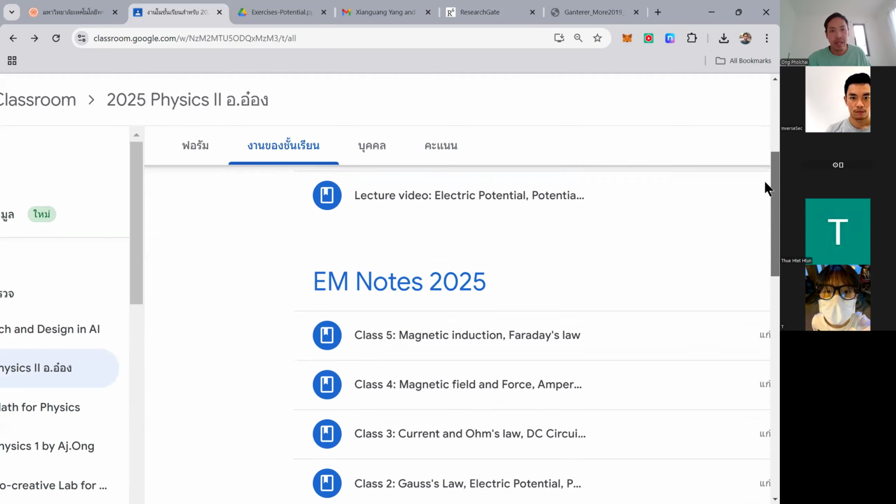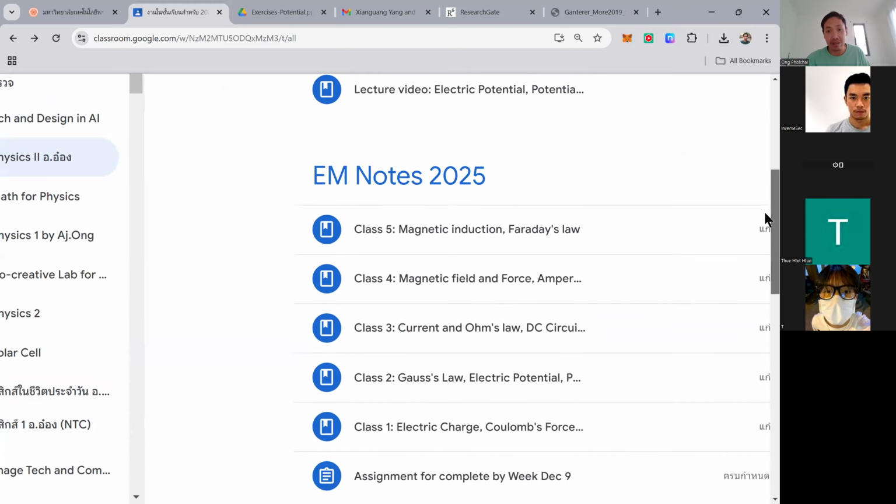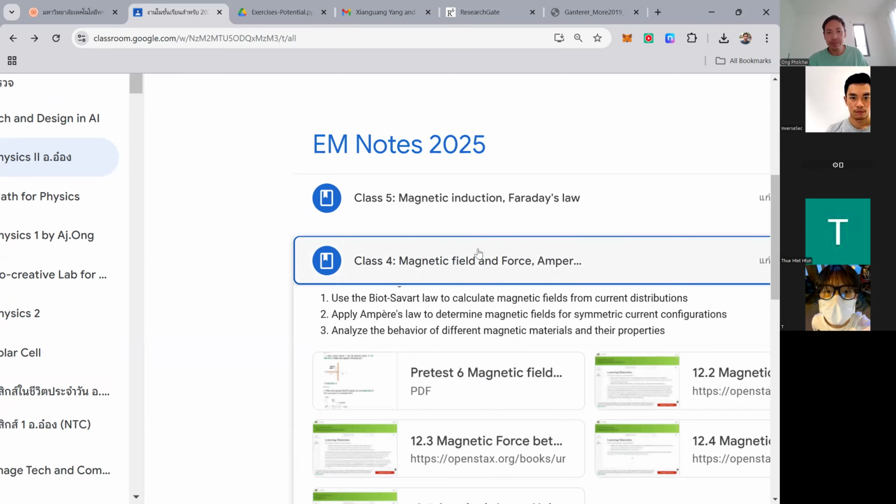And now, if nobody says anything, we can move on to magnetic field, class 4. We're going to cover the Biot-Savart law. It's a procedure to calculate magnetic field from current distributions. It's equivalent to Coulomb's law, but a bit more complicated because it involves the right-hand rule and the cross product, and you still have to do the integration and everything.